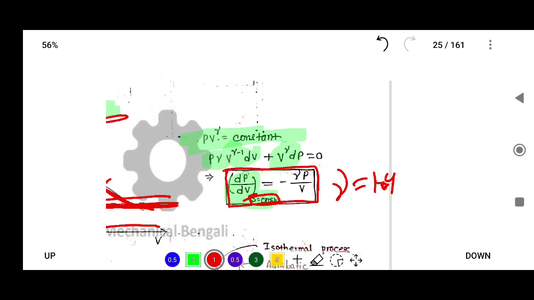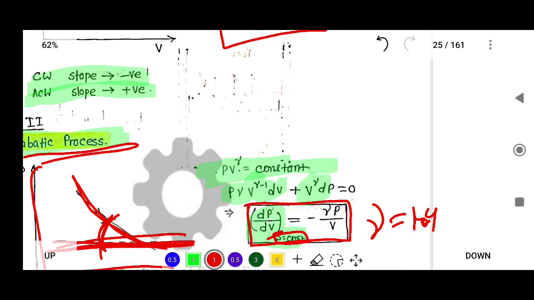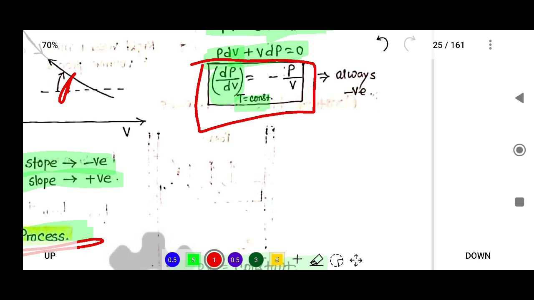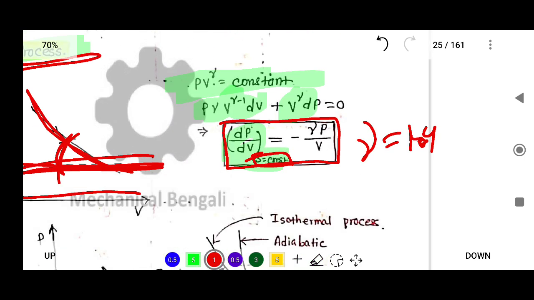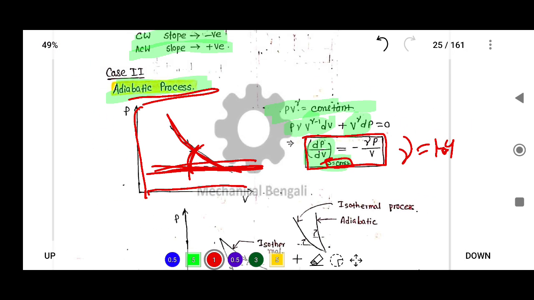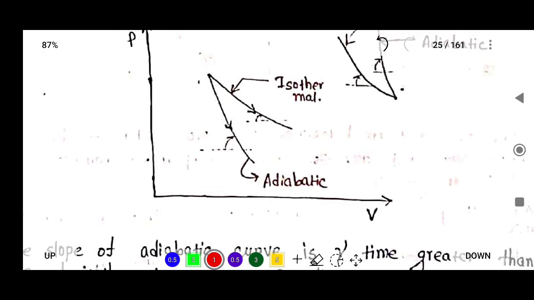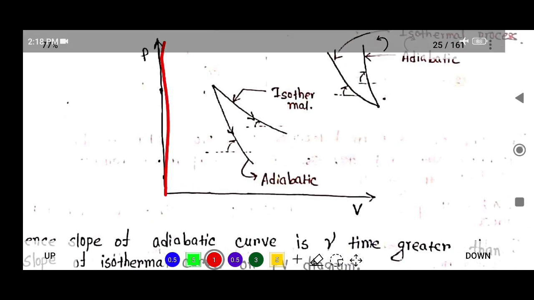So in the isothermal process, the slope will be minus P by V. But the minus basically indicates whether the slope is clockwise or anti-clockwise. Now here this is P by V, and for the adiabatic process that is gamma P by V. So in that case we conclude that the adiabatic slope is greater than the isothermal slope. So remember that the adiabatic slope will be larger compared to the isothermal slope.